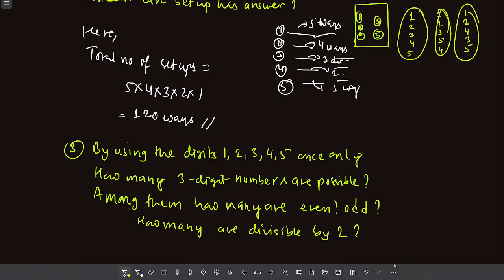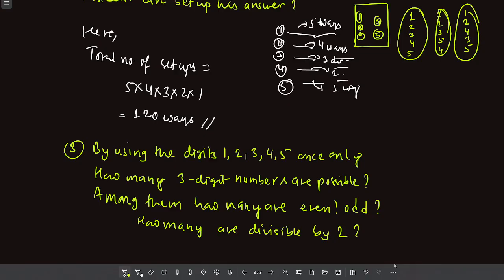Okay, there are 5 different digits, 1, 2, 3, 4 and 5. These are the 5 different digits. Now we need to form the 3-digit numbers. The first question is... Second question, among those 3-digit numbers, how many are even?